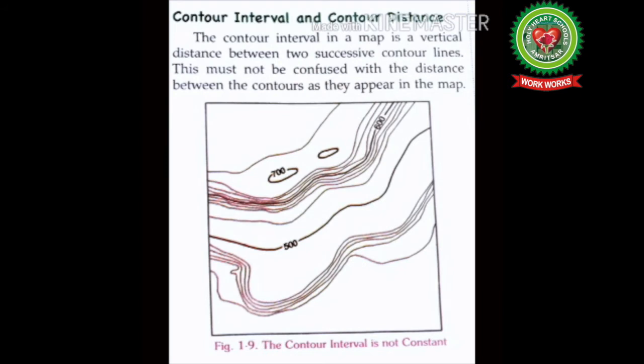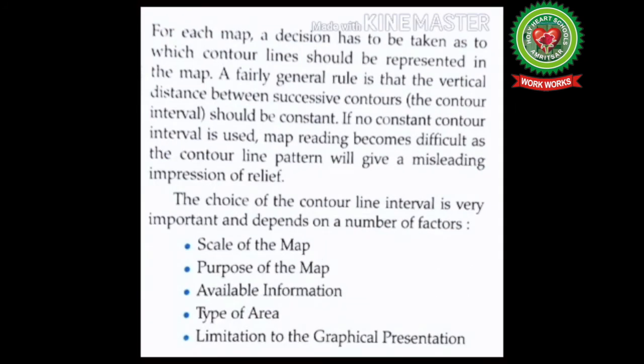Next point is contour interval and contour distance. The contour interval in a map is the vertical distance between two successive contour lines. This must not be confused with the distance between the contours as they appear in the map. For each map, a decision has to be taken as to which contour lines should be represented in the map. A fairly general rule is that the vertical distance between two successive contours should be constant.